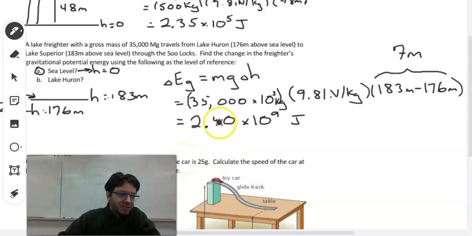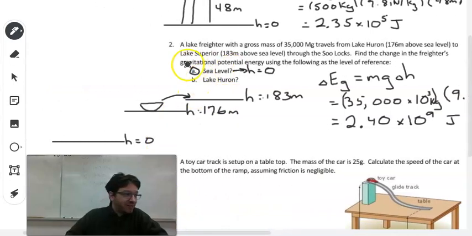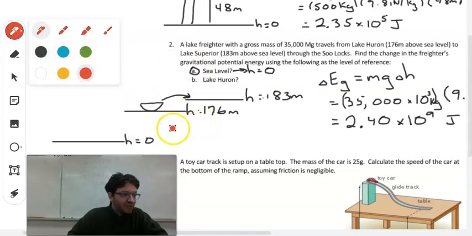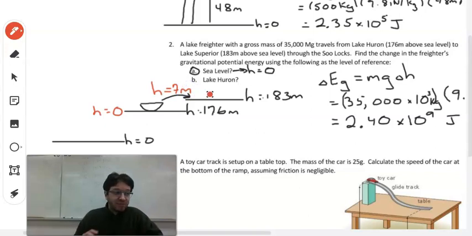Okay, so what's important is where we chose h. Now part B says to choose Lake Huron as our reference level. So let me change the color here. So what does that mean? It means Lake Huron, we're going to say, has a height of 0. And then Lake Superior, which is 7 meters above Lake Huron, would have a height of 7 meters, because we're referencing it from how high it is from Lake Huron. It's 7 meters above Lake Huron.